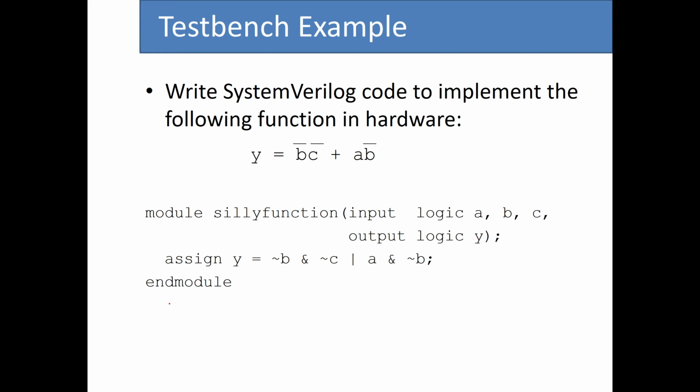So we have module, end module, silly function. The inputs are logic values, each being 1 bit, A, B, and C, and the output is a logic value Y, which also has 1 bit. As for the value for Y, we have Y equal to tilde B and tilde C, or A and tilde B. This is the implementation of the statement above.